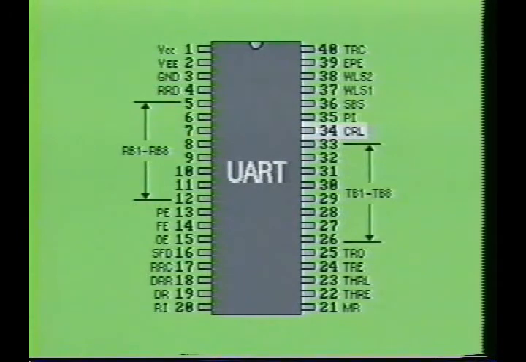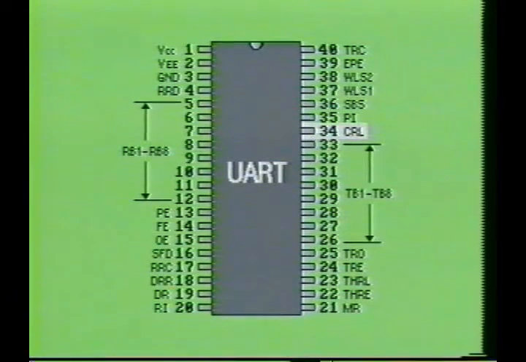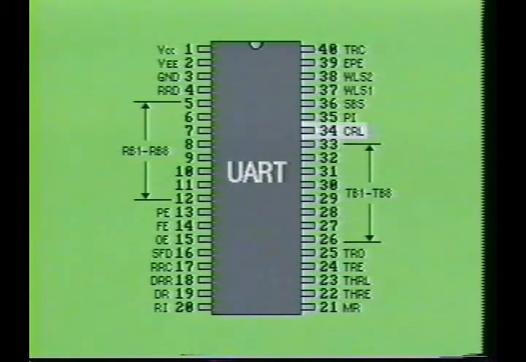Pin 34 is the control register load pin and is labeled CRL. This pin is generally wired permanently high. However, it can also be strobed with a short positive going pulse if it is desired to change certain parameters of the IC. When this pin is high, the programmed instructions on pins 35, 36, 37, 38, and 39 are loaded into the internal control register.